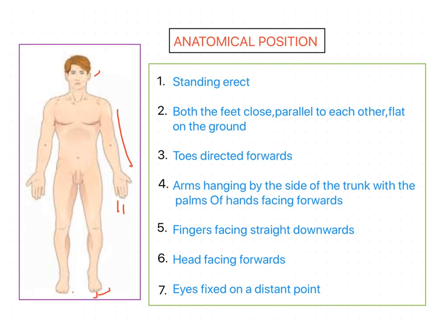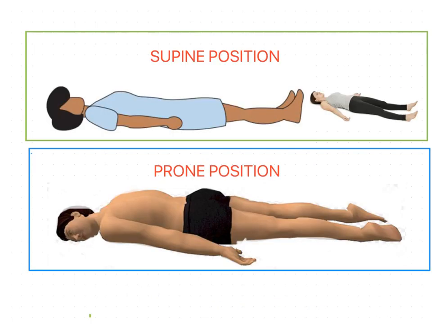Both in dissection of the cadaver, in the examination of a living individual, or during radiological imaging, two other positions are frequently adopted. Those two positions are the supine and prone positions. This one is the supine position, and this position is called the prone position. Now we will see the description of the supine position.